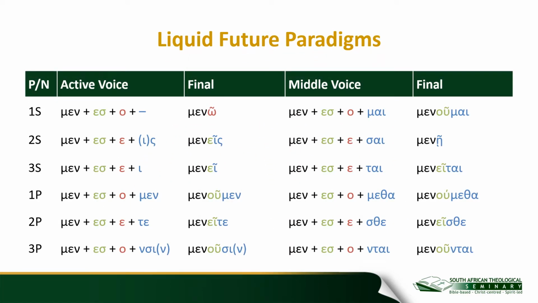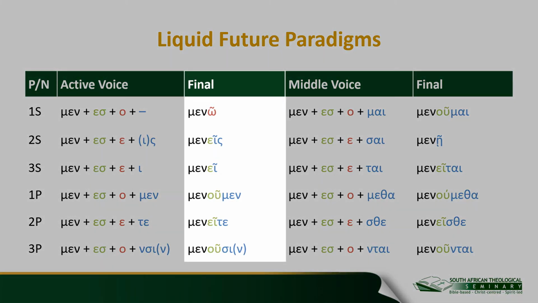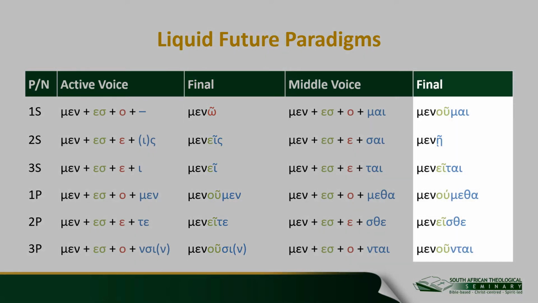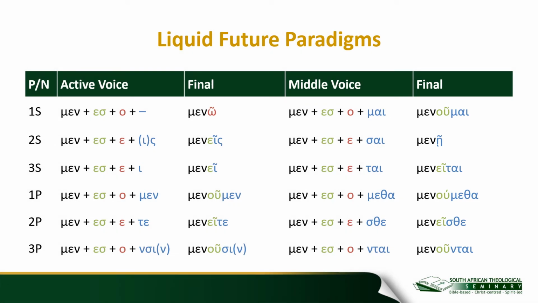And here are the paradigms for the future active indicative and the future middle indicative of liquid verbs. We have, talking of the actives, menō, meneis, menei, menoumen, meneite, menousin. And the middles, menoumai, menei, meneitai, menoumetha, meneisthe, menountai. Study the paradigms closely, noting that the tense formative is epsilon sigma, and that after the intervocalic sigma drops out, there's a contraction.